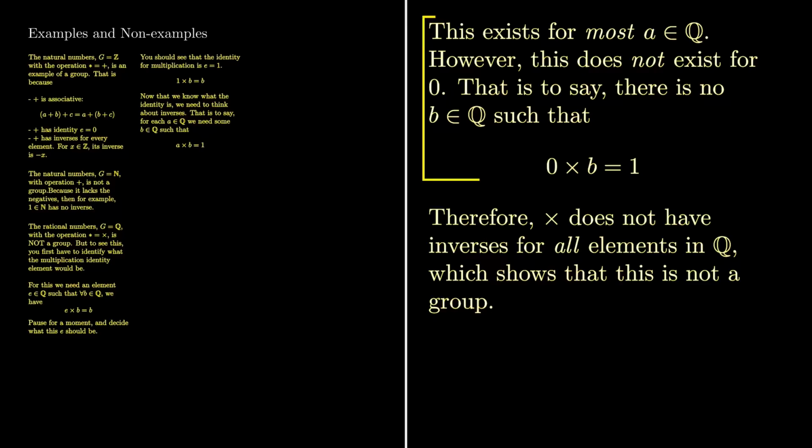And if that's at all confusing, think about what it would have to mean for 0 to have an inverse. It would have to mean that there is some number, call it b, such that 0 times b equals 1. And it does have to equal 1 because that's what we said was the multiplicative identity. And so, since we know that that simply cannot exist because 0 times anything is 0 and not 1, then therefore 0 has no inverse, and this cannot be an example of a group.